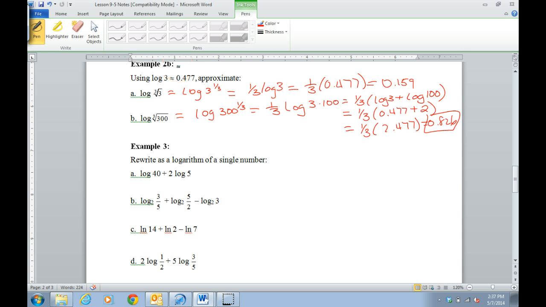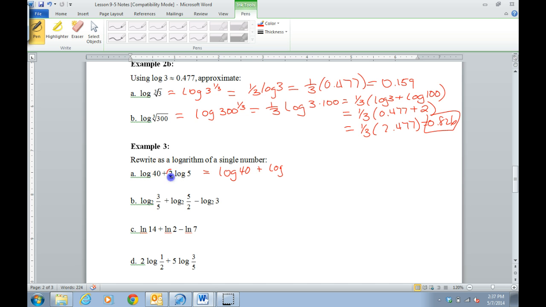All right, so now at this point, we're going to go backwards. We've been using the rules to find some answers. Now we're going to go backwards and put this back into one number. It's already been all split up for us. So we have a plus sign. We have a 2 in front of a log. So this would be the same as saying log of 40 plus log of 5 to the second, correct?